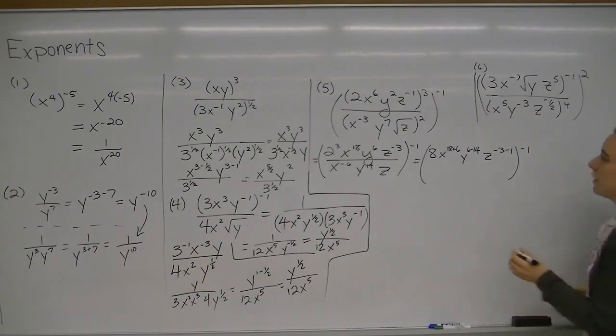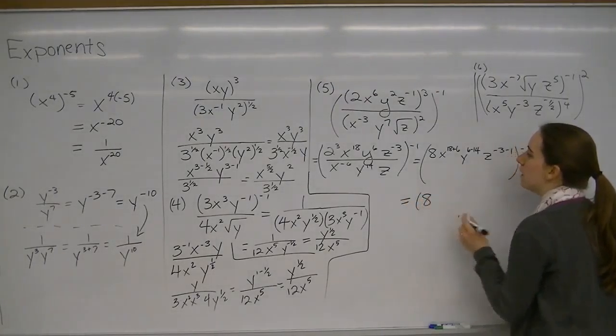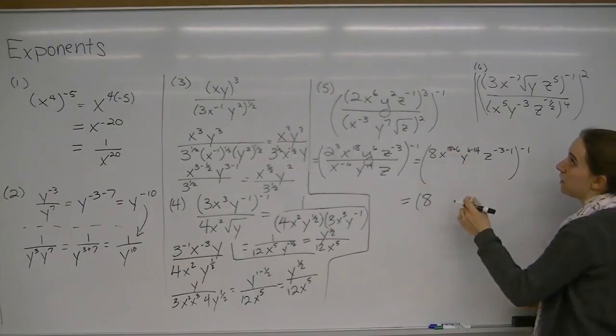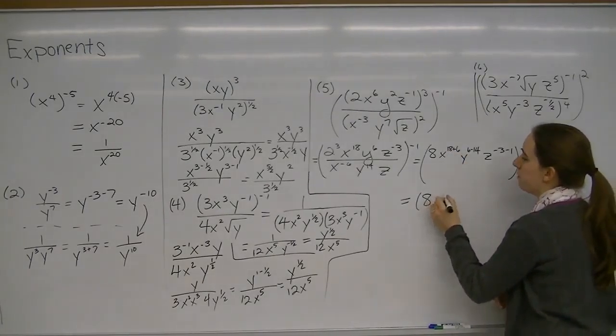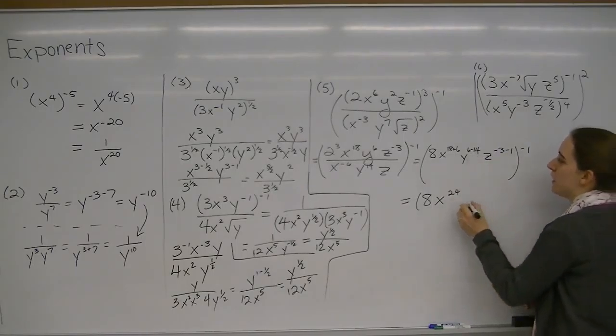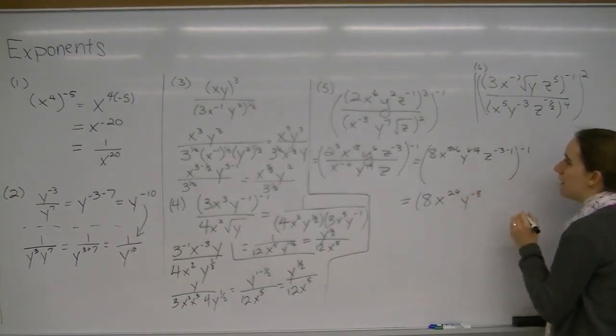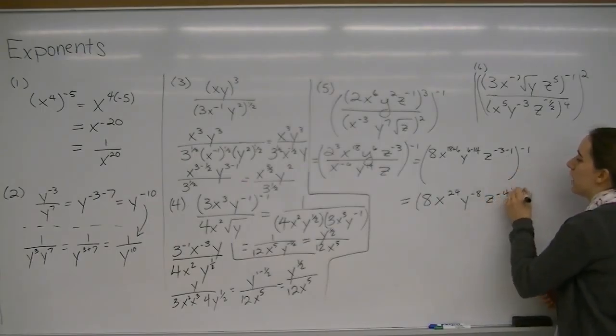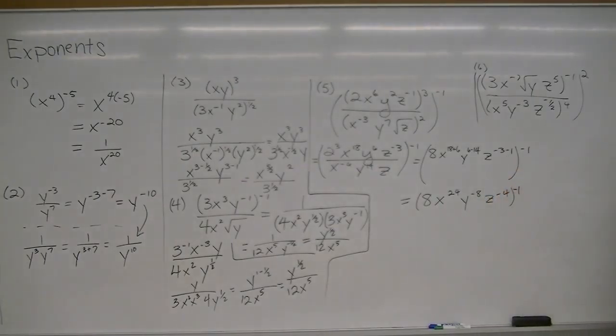So that's what's left. So let's actually simplify that. So I have 8, and then I have x to the 18 plus 6, which would give me 24. 6 minus 14 would give me y to the negative 8. And then I get z to the negative 4, to the negative 1.